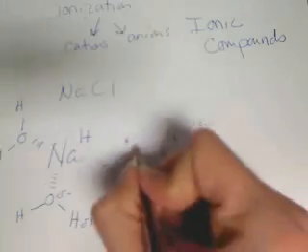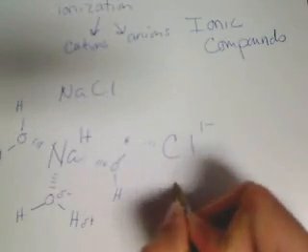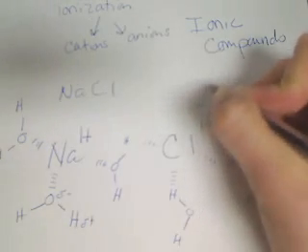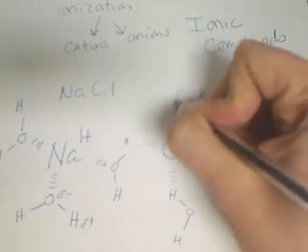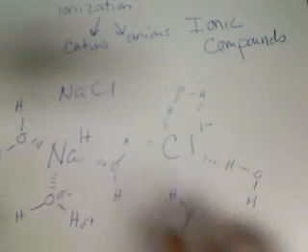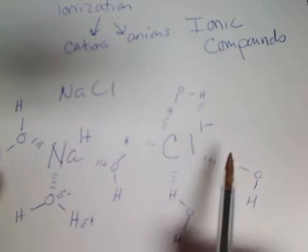So the negative end of the water molecule is going to surround the positive ion there. Then over here with the chlorine, you're going to have this interaction where the positive end of water, which is the hydrogen, is going to surround your negative chlorine. Okay, and so this is dissociation, so it causes the ions to separate from each other.